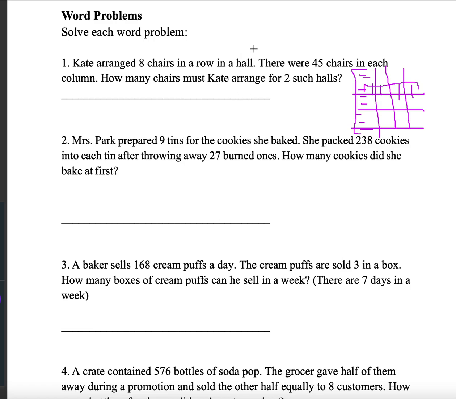So we want to find how many chairs they have in total in one hall. So to do that, we have to do 45 times 8. So 5 times 8 is 40. 32 plus 4 is 36. So now we know that one hall has 360 chairs.